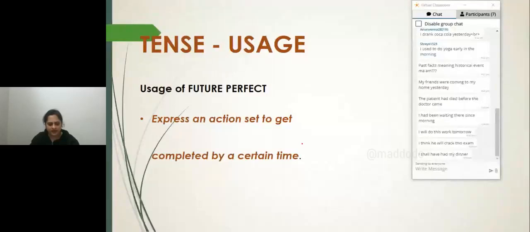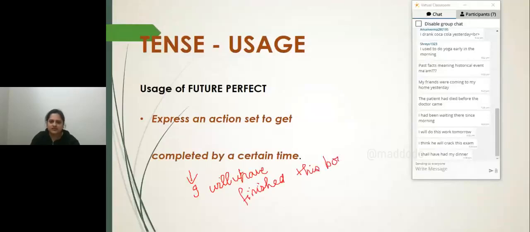I shall have had my dinner. Okay, I shall have had my dinner. Fine. I will have finished reading the novel. I will have finished the book. I will have finished this book means in the future, at this particular time, I will have completed the activity.